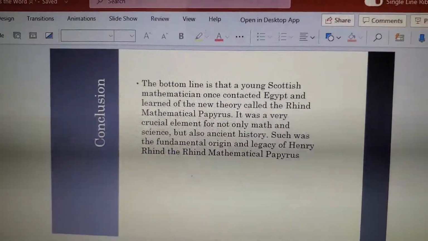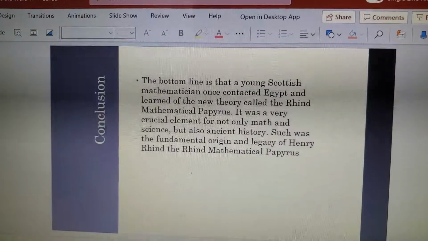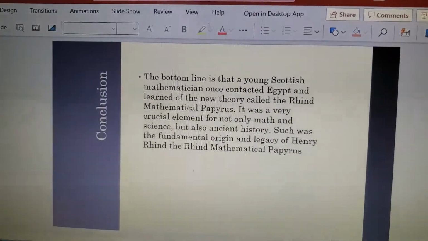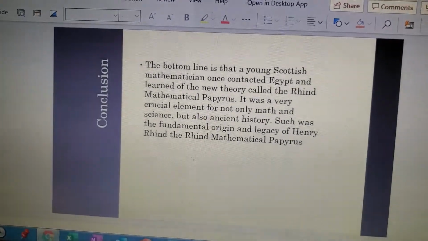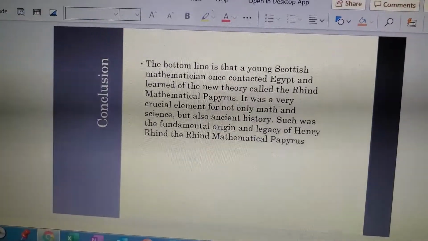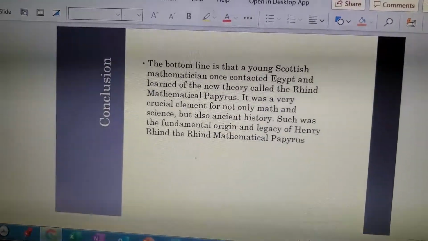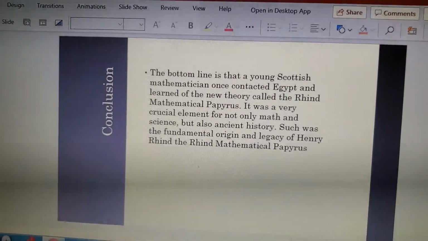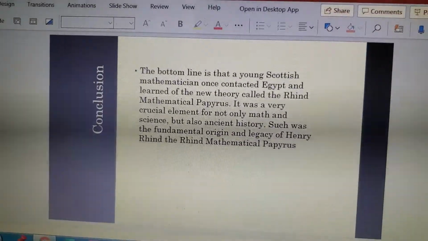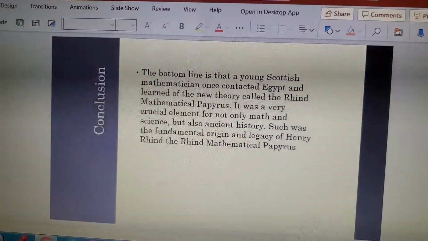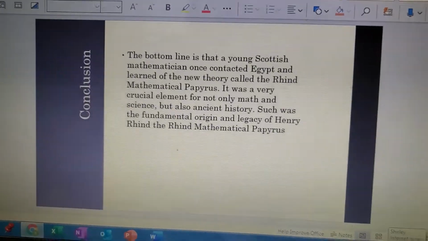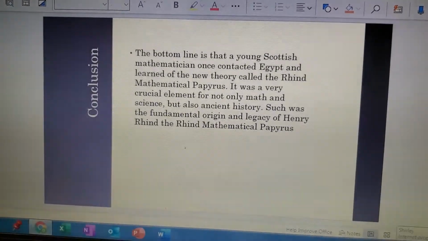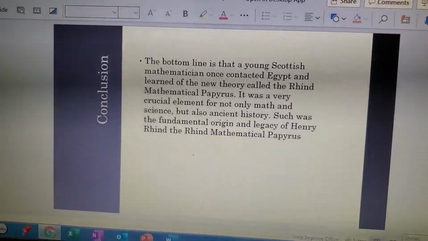The bottom line is that a young Scottish mathematician once contacted Egypt and learned of the new theory called the Rhind Mathematical Papyrus. It was a very crucial element for not only math and science, but also ancient history. Such was the fundamental origin and legacy of Henry Rhind and his papyrus.